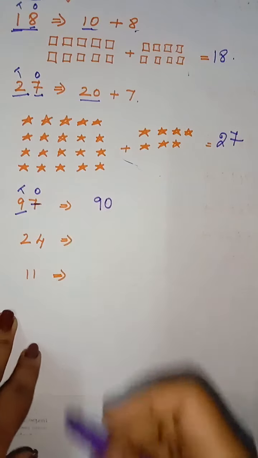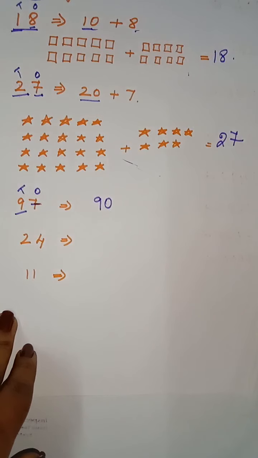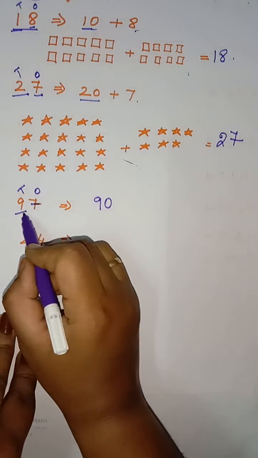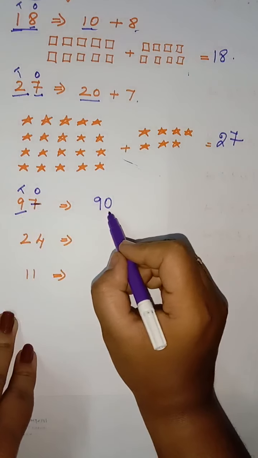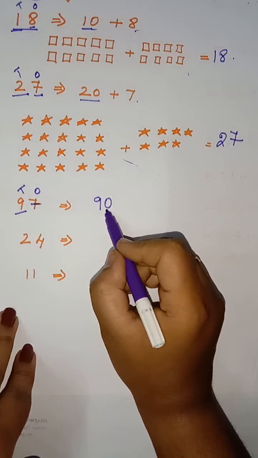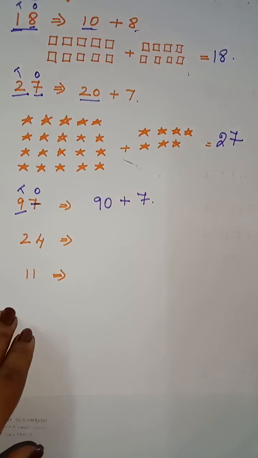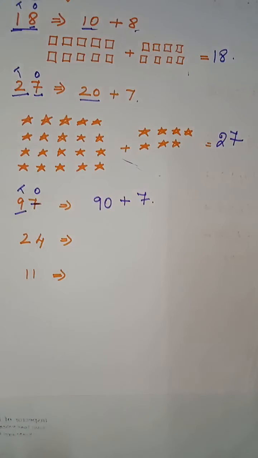For tens, how many zeros will there be? You can keep it in your mind like this also: for 10 there is only one zero. So you put the number they have given and put one zero. Next, ones means a single digit should be there. For ones there should be a single digit.